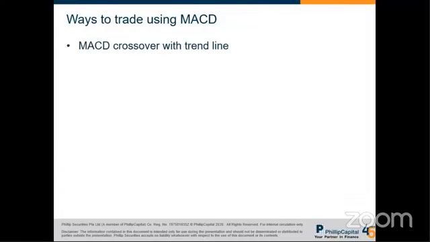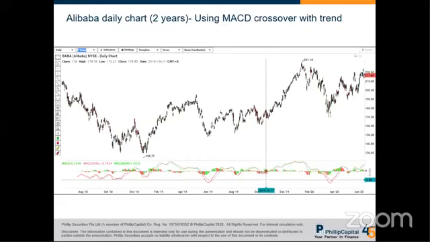So same way to do trading with MACD. First of all, with the trend line and also MACD divergence. So same thing for Alibaba share. Now we want to trade with the trend, we don't want to trade against the trend.